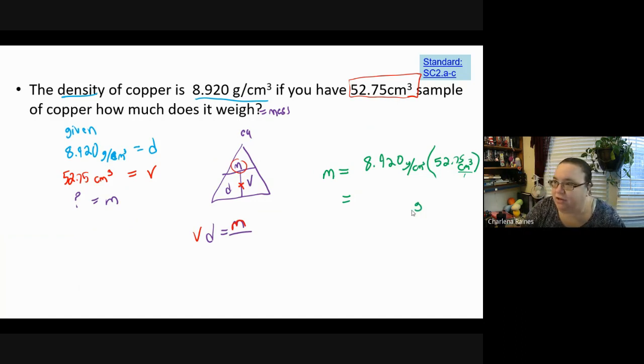So handy dandy calculator, 8.920 times 52.75. I've got 4 numbers that I was given, so I can keep the 4 numbers. 470.5 grams is the mass of that piece of copper.